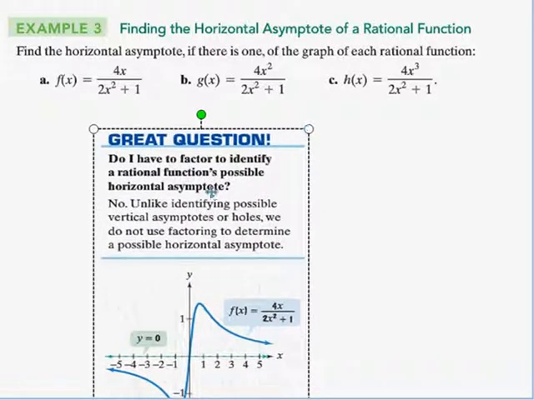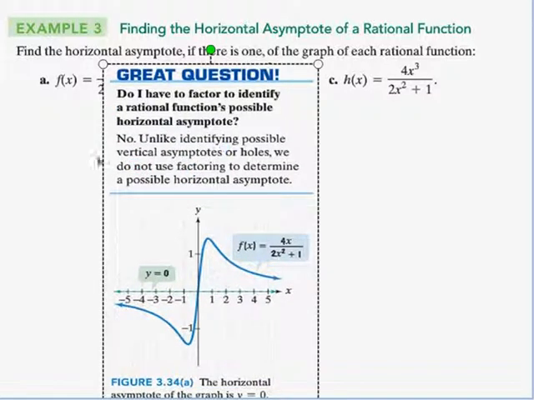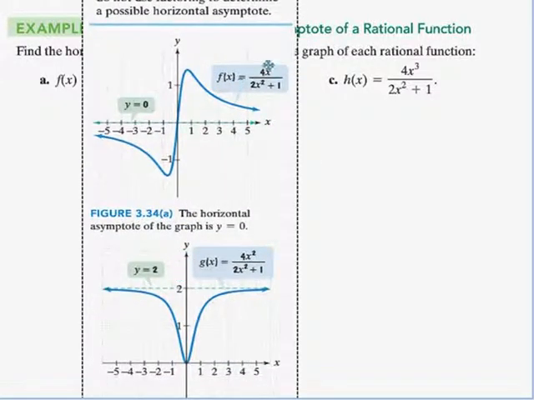Do I have to factor to identify a function's possible horizontal asymptote? No. Unlike identifying possible vertical asymptotes or holes, we do not need to use factoring to determine possible horizontal asymptotes. So here we have 4x over 2x squared plus 1. As we head way off to positive or negative infinity, we are headed for y equals 0.